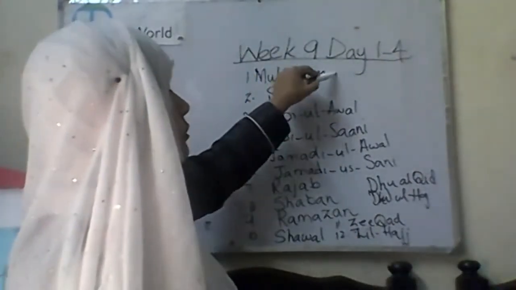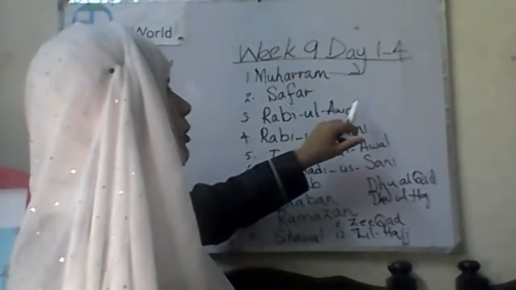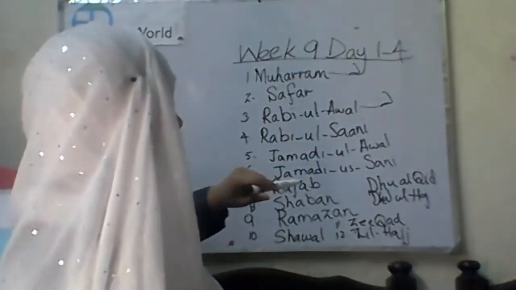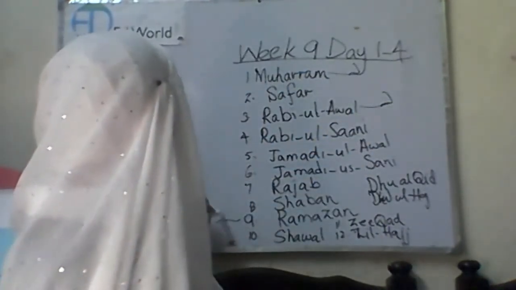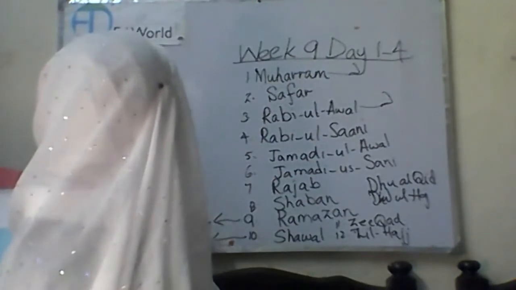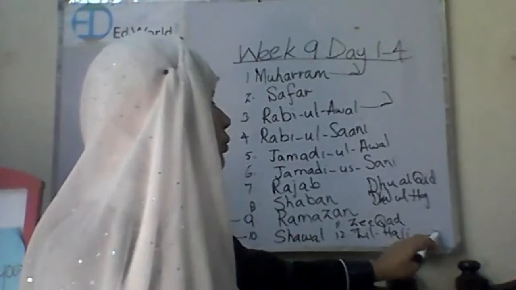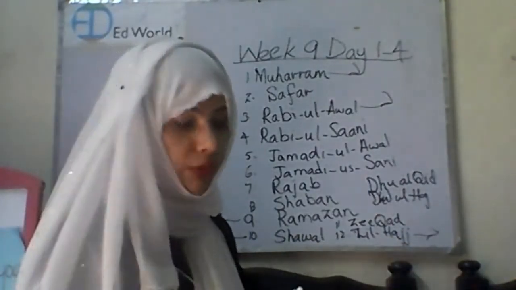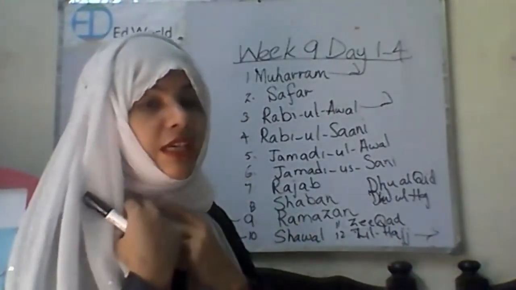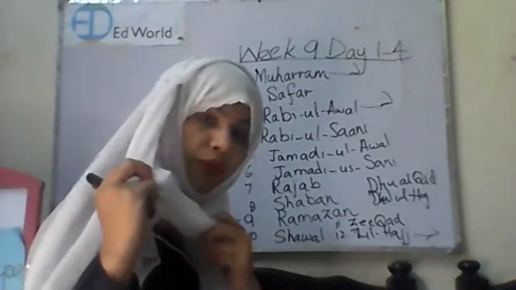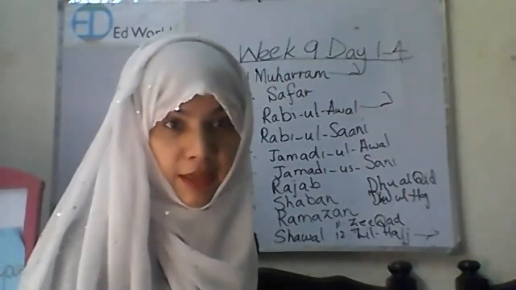This is our first month, okay? In Rabiul Awwal, our Prophet sallallahu alaihi wasallam was born. In Ramadan, we keep fast. In Shawwal, we have Eid al-Fitr, and in Zilhajj, we celebrate our Badi Eid or Eid al-Azha, as well as sacrifice animals in memory of Hazrat Ibrahim and Hazrat Ismail alayhi salam.